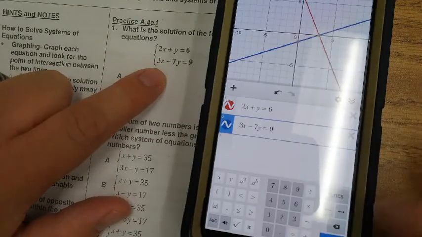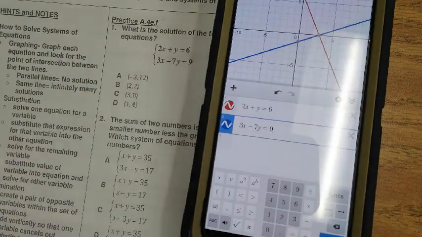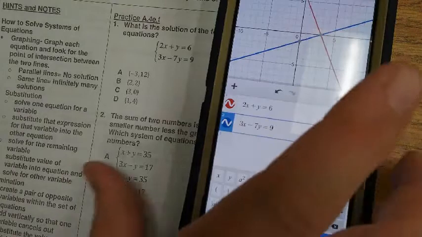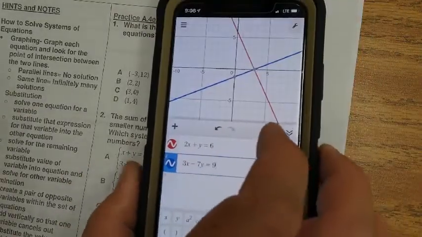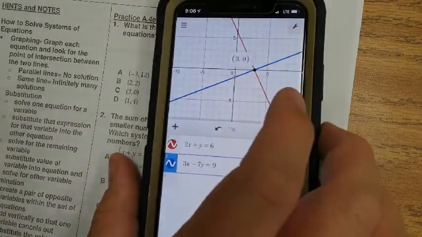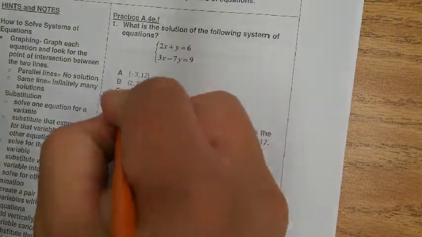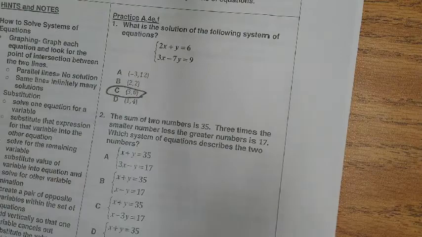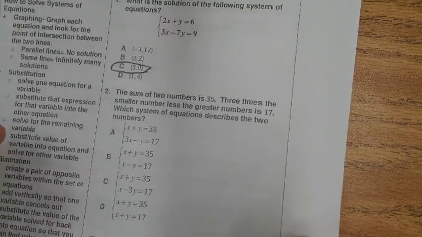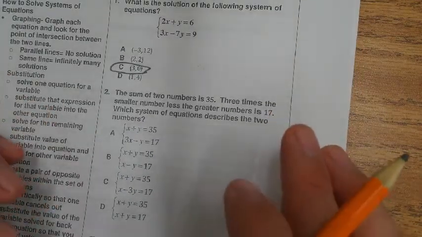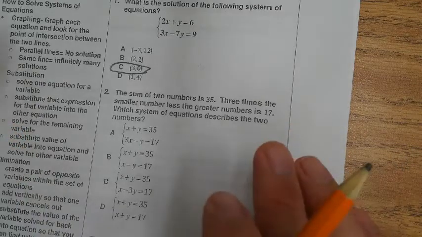equals 9. Since it's a system of equations, it's going to intersect two lines. Wherever they intersect, that is the solution. So they intersect at (3, 0). So the answer is (3, 0). This section is one of those types of sections that you hope you see a lot on the SOL, because literally Desmos does every single bit of this for you.